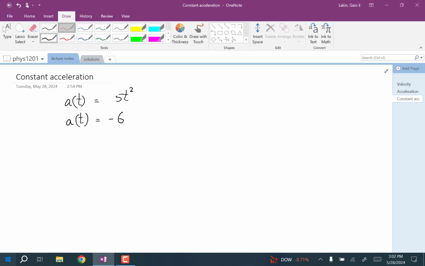Well, for different time values, this first one is changing. You know, for time equals 1, you have one acceleration. For time equals 5, you get a different acceleration. And so this is not constant. This, though, no matter what time you choose, the acceleration is the same. And so that's an example of constant acceleration. And this is the kind of motion that we're going to be talking about here.